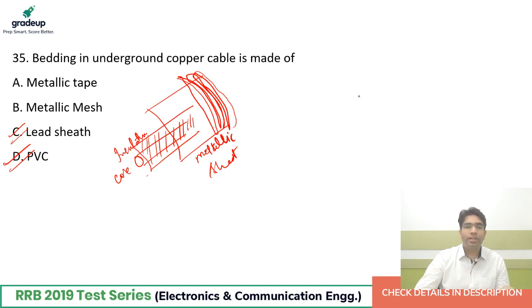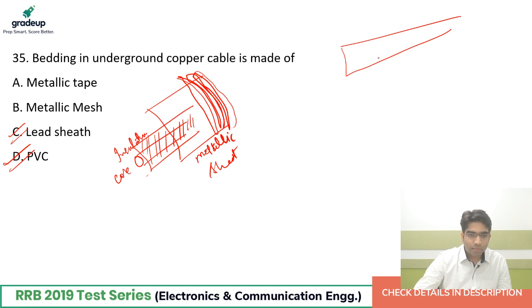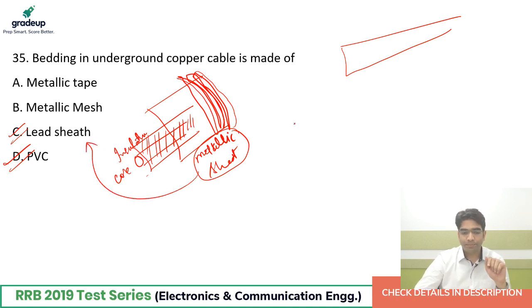What is sheath? Sheath is actually covering, solid covering. Metallic sheath. This metallic sheath is made up of lead to prevent moisture from going into the cable. Jute or Hessian tape is also used. Yes, correct. You can use jute or Hessian tape.